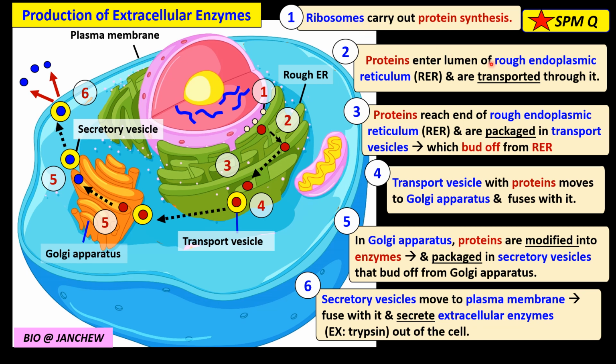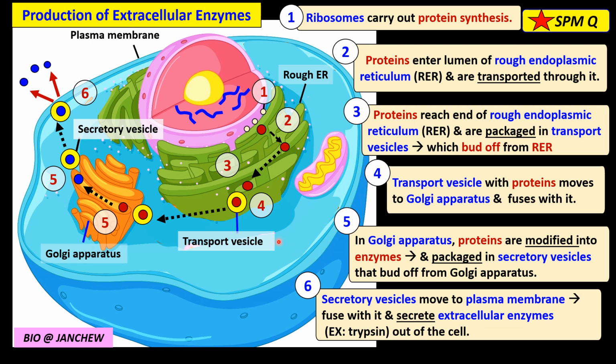So all the organelles are in blue, okay, typed in blue print. And then we have also got to know the verbs like transported, packaged, modified, secrete, and so forth. Okay, these are also keywords in our answers. So copy down the steps in the production of extracellular enzymes.